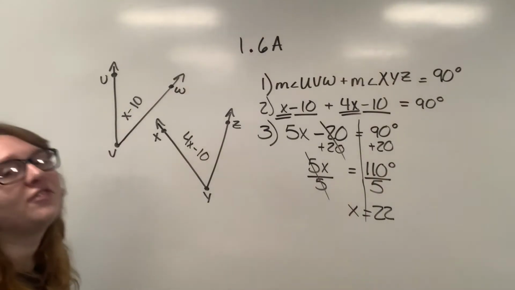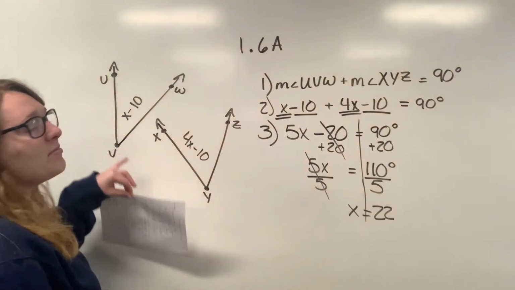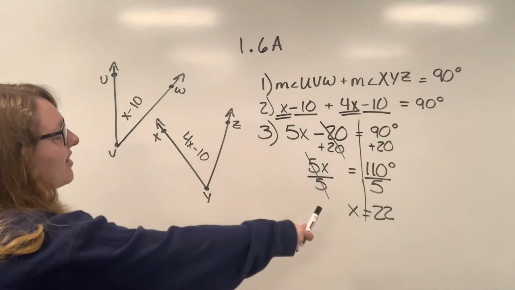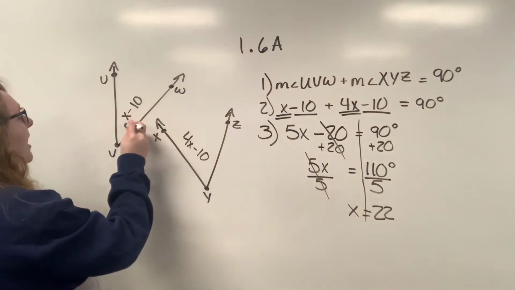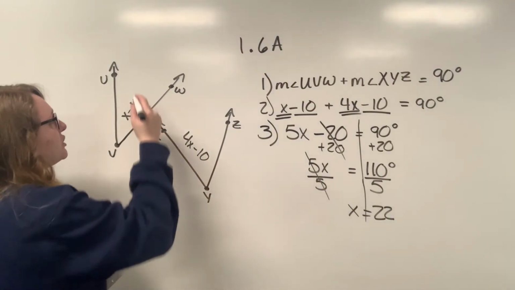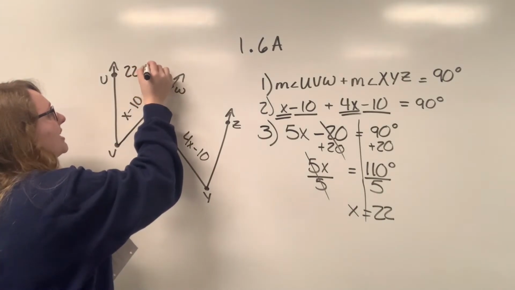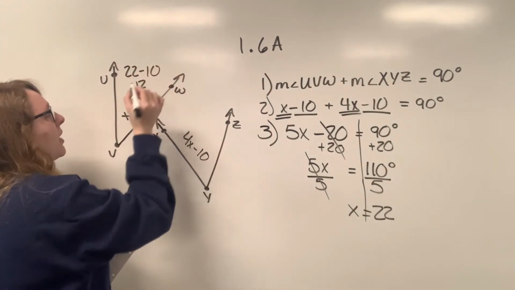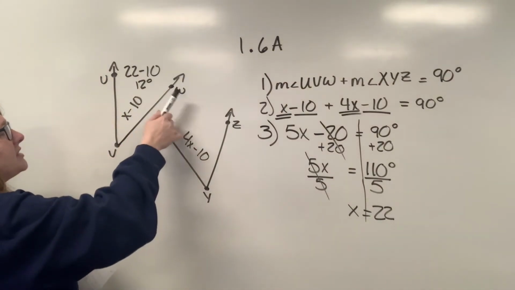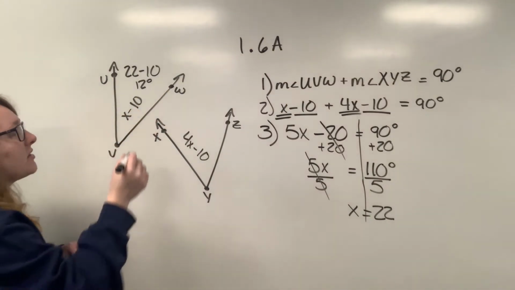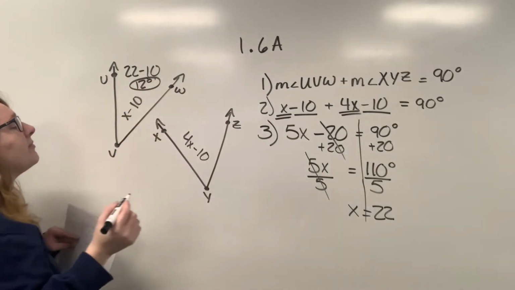And just for fun, let's go ahead and find the measure of these angles. So we're just going to have to plug in x to these two equations. So x minus 10, we know x is 22. So here it would be 22 minus 10, which would give us 12 degrees. So the measure of angle UVW is 12 degrees. I'm going to give that a little circle.